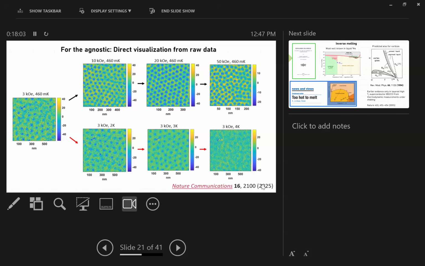I can do the same thing as a function of temperature, keeping the magnetic field the same. And here you see at 3 Kelvin, you have a completely ordered solid.